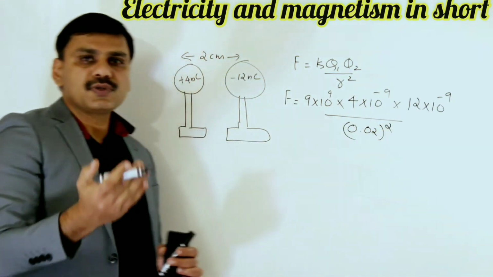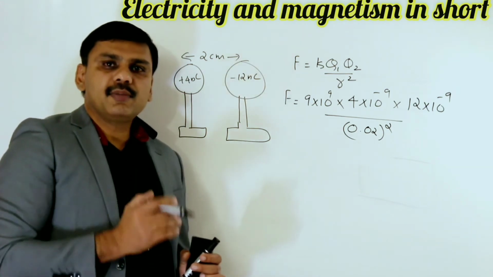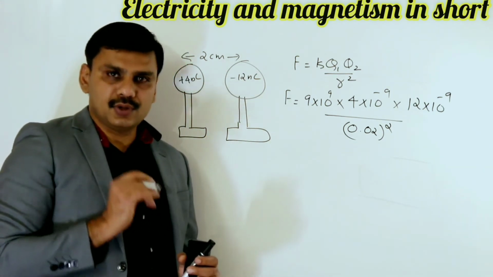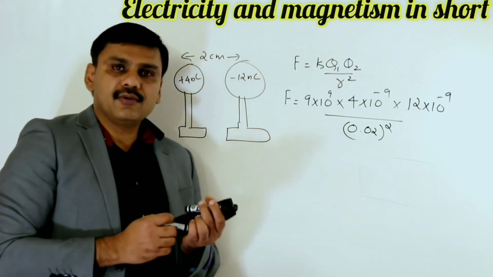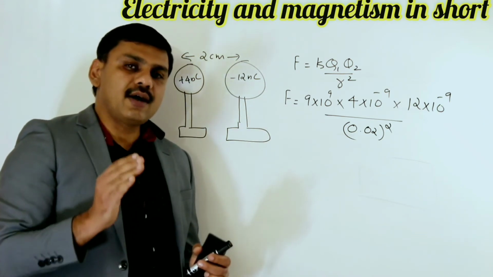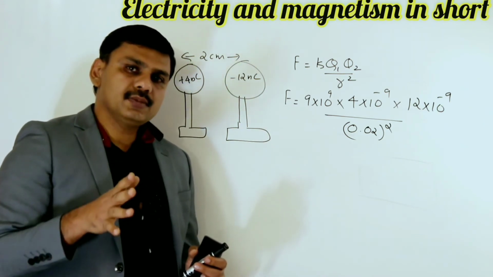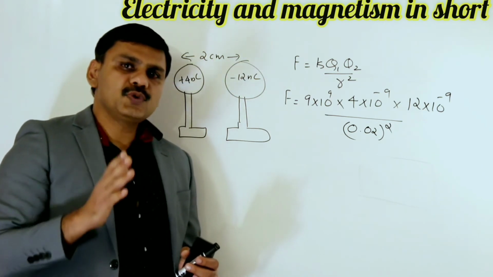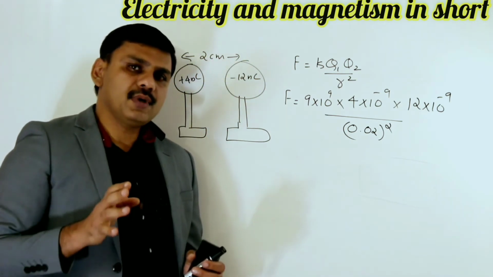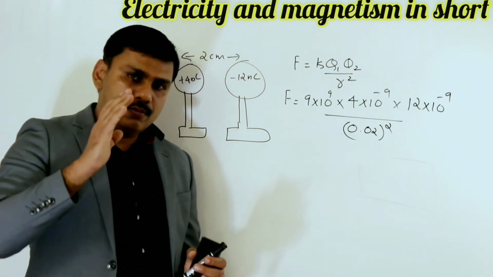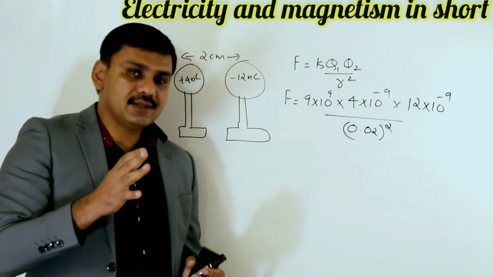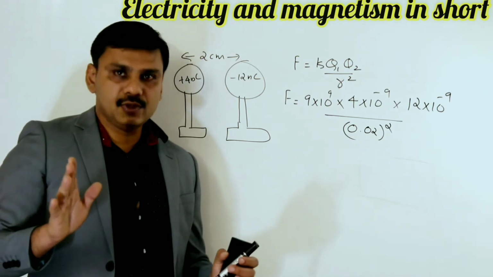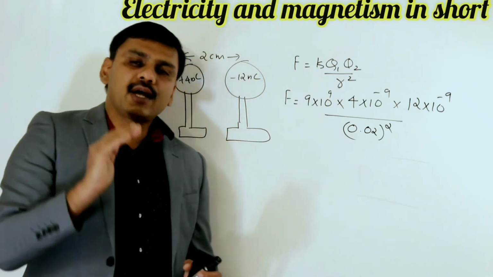How will you convert 2 centimeter to meter? Divide by 100. So it will be 0.02. So don't forget here: you must convert nanocoulomb to coulomb and distance should be in meter. So always in numericals, use the unit of charge as coulomb and the distance as meter. If you forget that, your answer will be completely wrong. Your substitution will be wrong and your answer will be wrong.